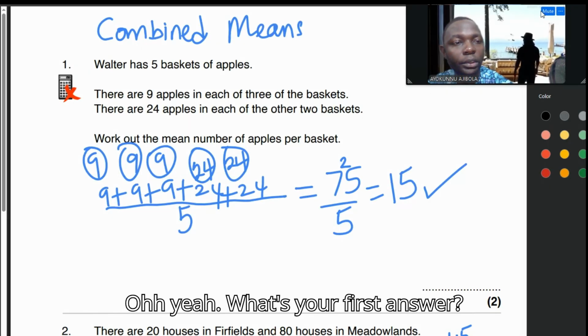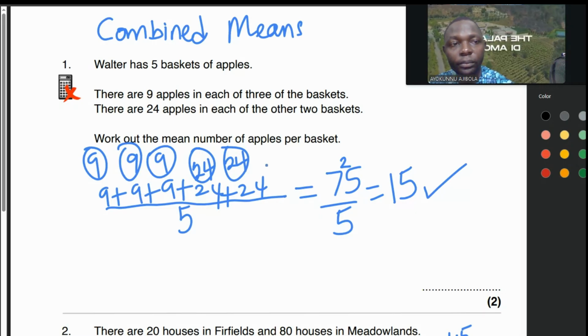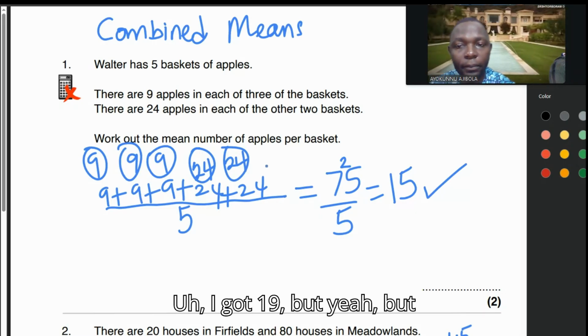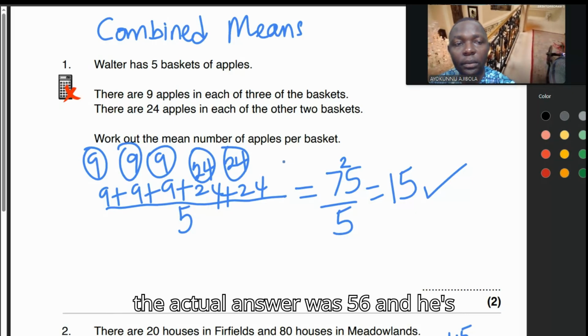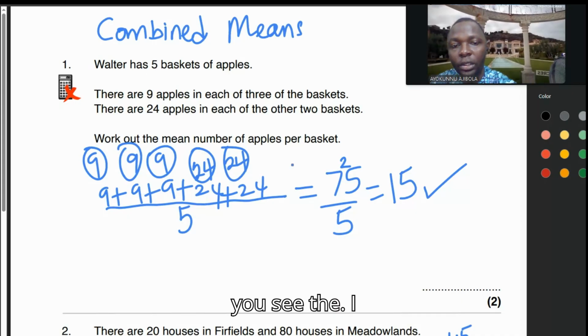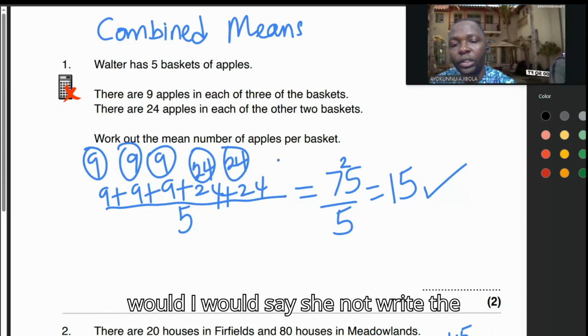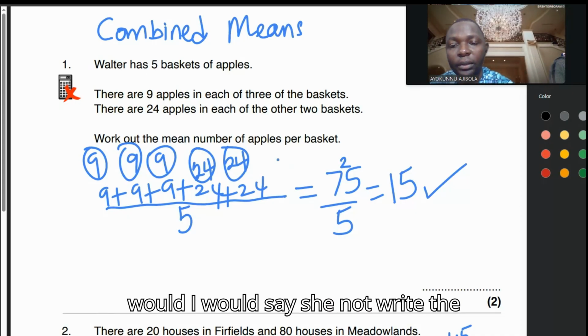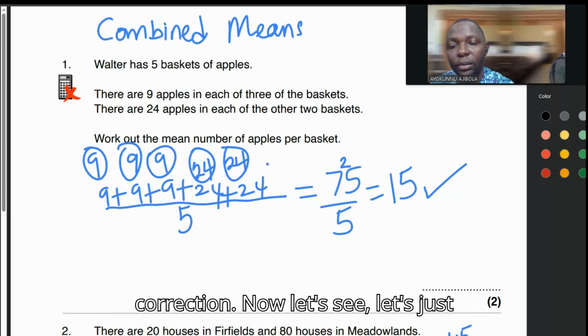Oh, yeah. What's your first answer? I got 19, but the actual answer was 15. I'm just writing out the corrections. Yeah. Can you see the... I would say you should not write the correction now. Let's just explain together, right?